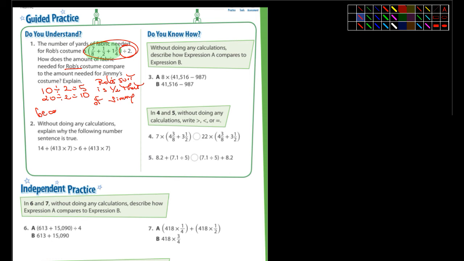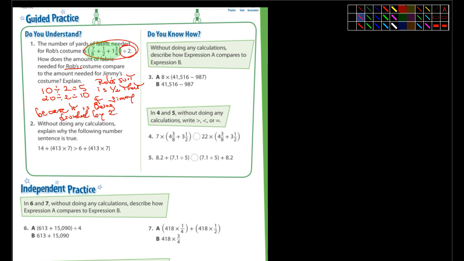Because it is being divided by 2. Okay. And then all of these, you're going to like these.